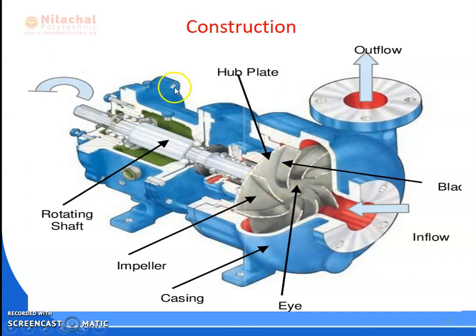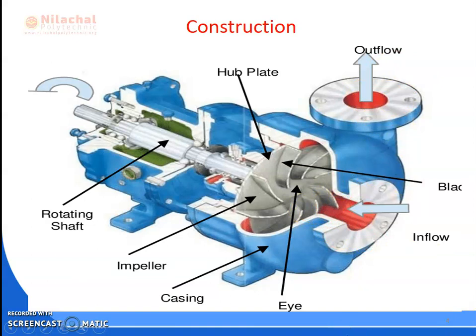So how will the pump work? Here the impeller will be connected with the shaft, and this shaft will be connected to the electric motor. When the electric motor runs, the impeller rotates, and the water enters the eye of the impeller. It passes through the backward curved vanes, and from the vanes the water goes out, passes through the casing of the centrifugal pump, and is discharged through the outflow, or delivery. This is the suction side, this is the delivery side.